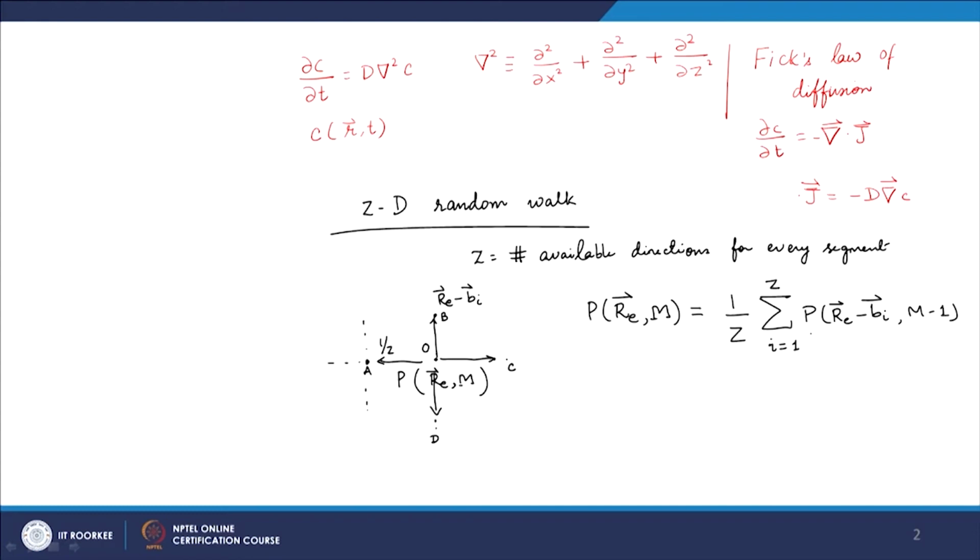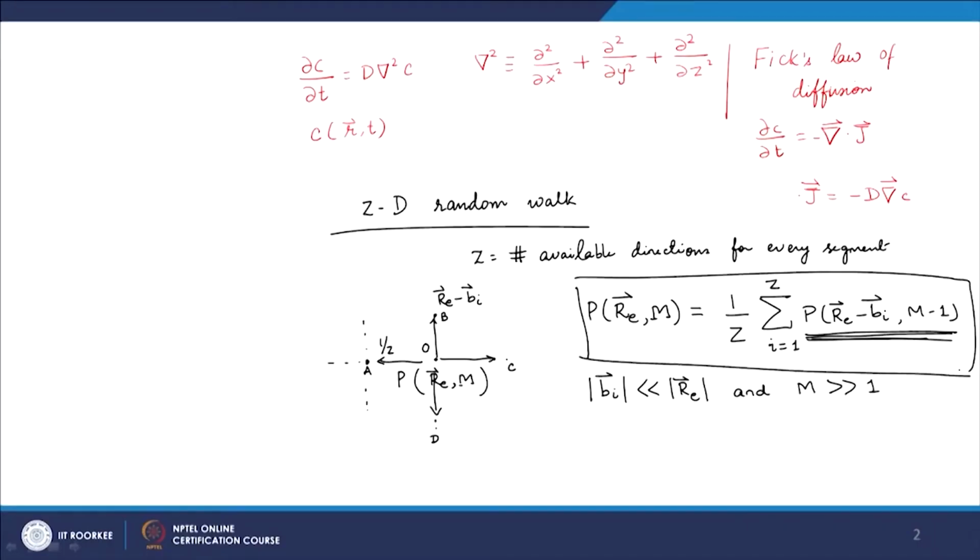Okay. So now if I look at this particular quantity here, and assuming that the bond vector is much smaller than R_E and m is much higher than 1, we can Taylor expand the probability that you see here. Okay. So let us just do that. Now we have discussed Taylor expansion of one variable. If you look at this particular function, it contains two variables. So first I will discuss how we do Taylor expansions in more than one variable, and then we will apply it to this particular equation to see what exactly we get. Okay.